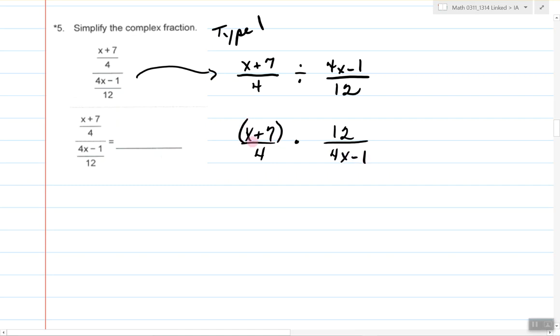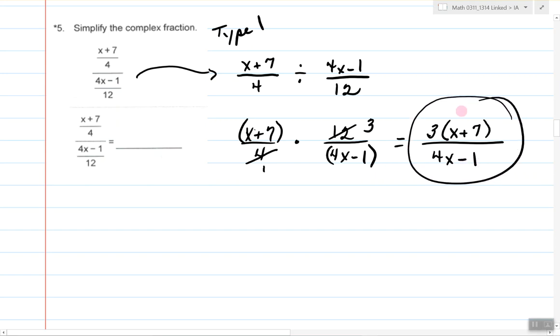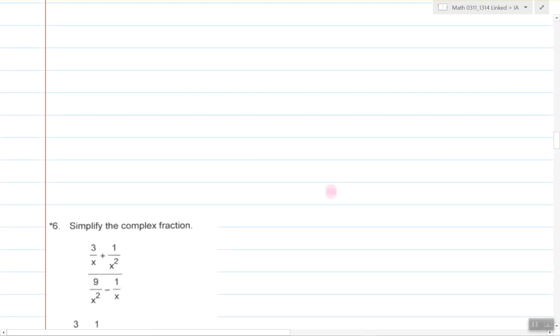This numerator cannot be factored. This denominator cannot be factored. Are there any common factors anywhere? Well, 4 goes into 4 once. 4 goes into 12 3 times. That means I have 3 times x plus 7 over 4x minus 1. If you wanted to leave the 4x minus 1 in parentheses, you could, or you can write it like that. Nothing can be reduced. Let's look at number 6.